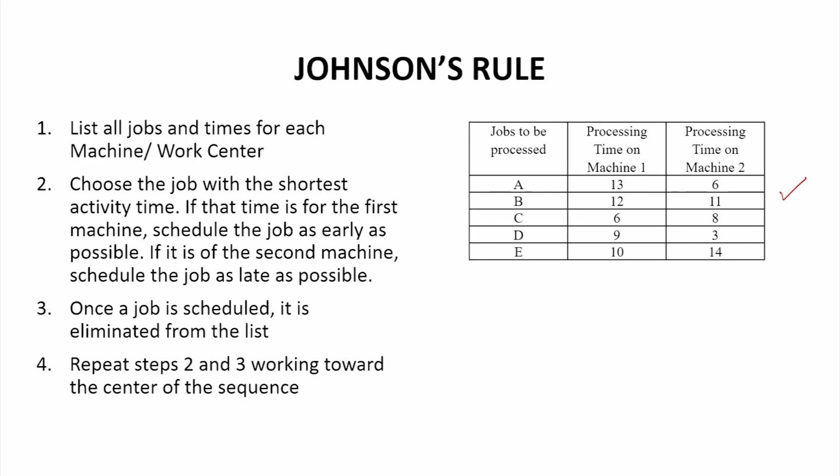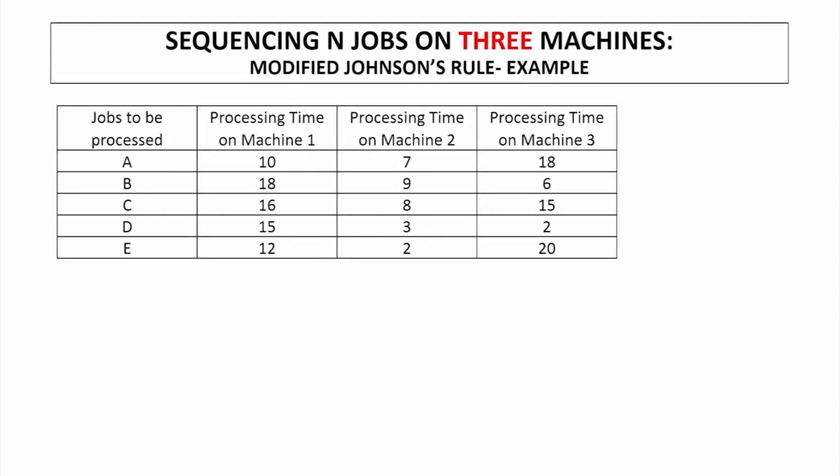After doing that, now let us see another illustration where we have n jobs and 3 machines. Now we are considering 3 machines rather than 2. Again, take a simple case where we have 5 jobs, A to E, and this is the data we have. Each job is moving from machine 1 to machine 2 and then going to machine 3.